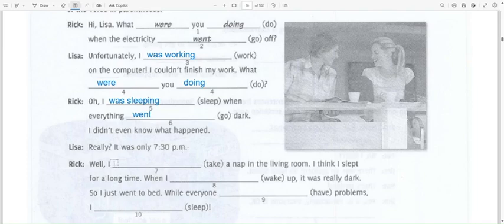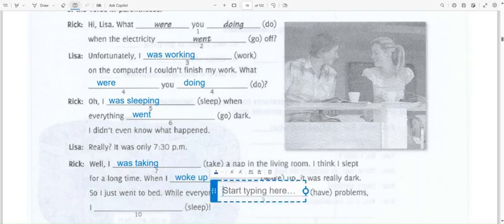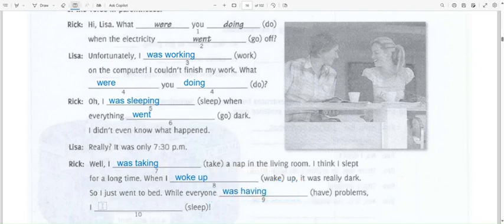Well, I was taking a nap in the living room. I think I slept for a long time. When I woke up, it was really dark. So I just went to bed. Was having problems.